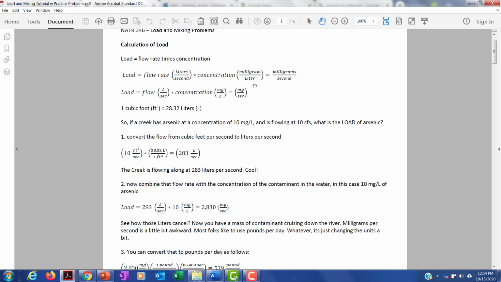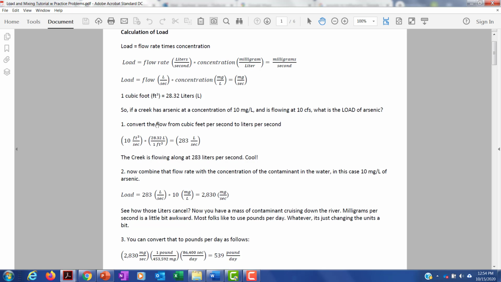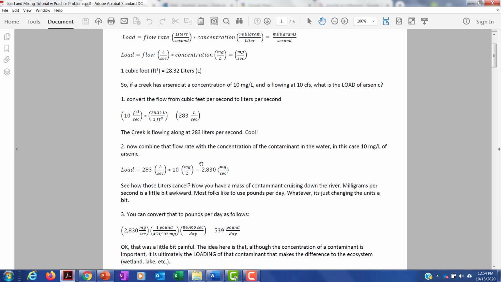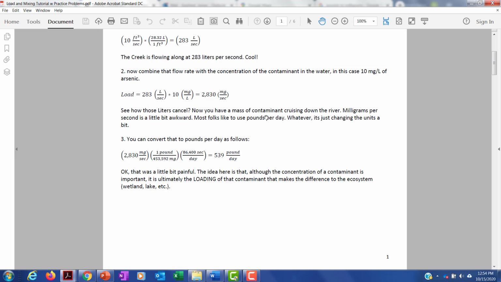So if you have a little bit of concentration and a lot of flow rate, that's going to be a high load, just like a high concentration and a little flow is going to be a high load. So it just walks through how to convert from cubic feet per second to liters per second. You need to do that because then you're going to multiply that liters per second times concentration, which is in milligrams per liter. The liters cancel, you get milligrams per second. That's cool. And then it's just a kind of tedious unit conversion to get to pounds per day.